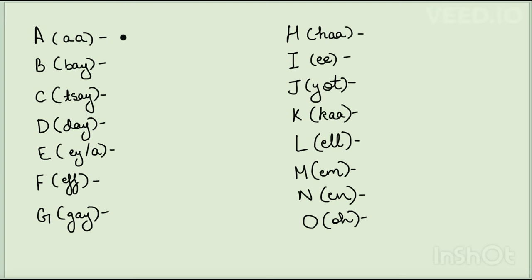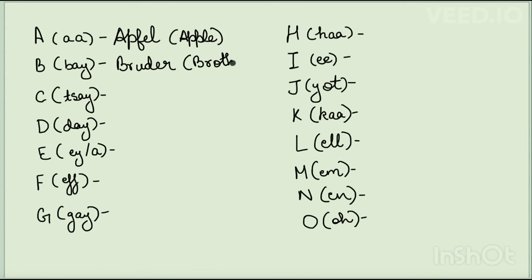Moving on, let's also learn some words with each of these letters to enhance our German pronunciation. I will go over each and every word slowly, so please repeat after me. A. Apfel. This means apple. Be. Bruder. This means brother. Se. Se-De. This means CD.